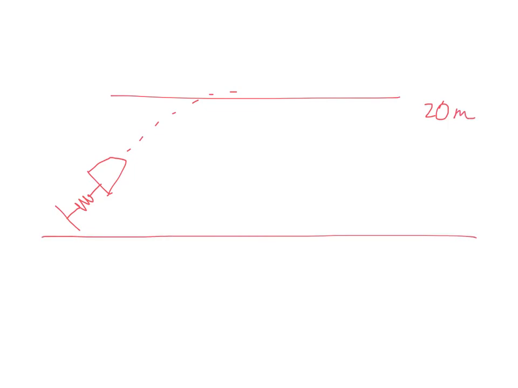At a height of 20 meters above the ground, determine its velocity if the mass of the object is 50 grams, if the spring's constant is 40 newtons per meter, and the compression of the spring was 4 centimeters.